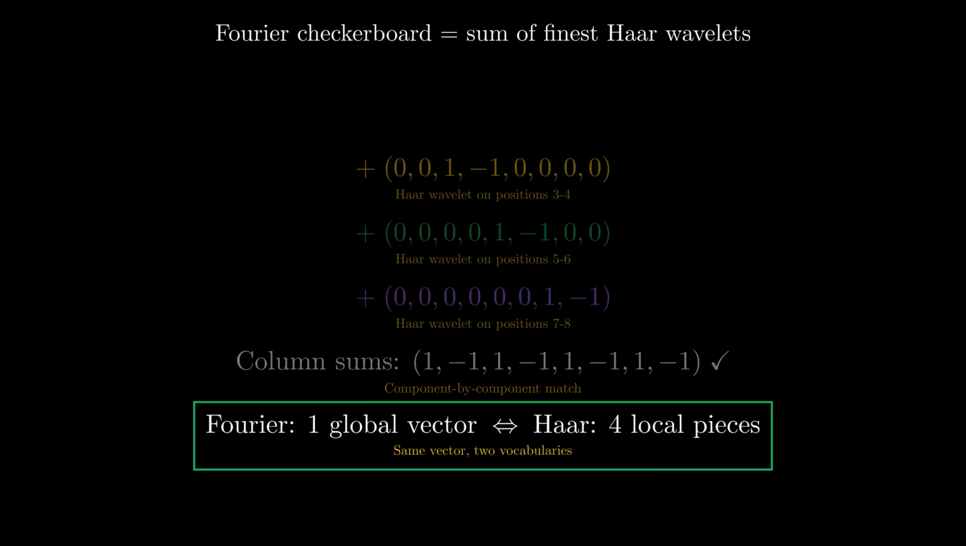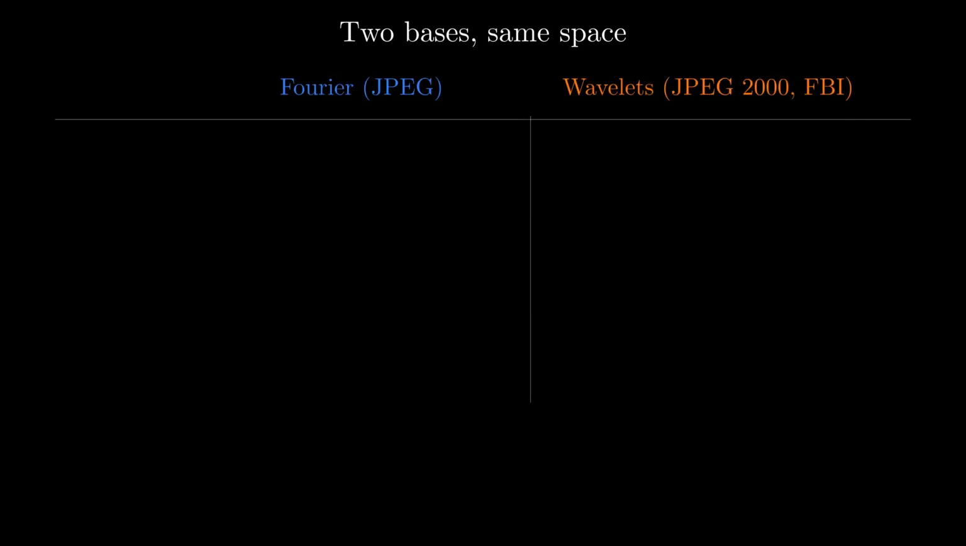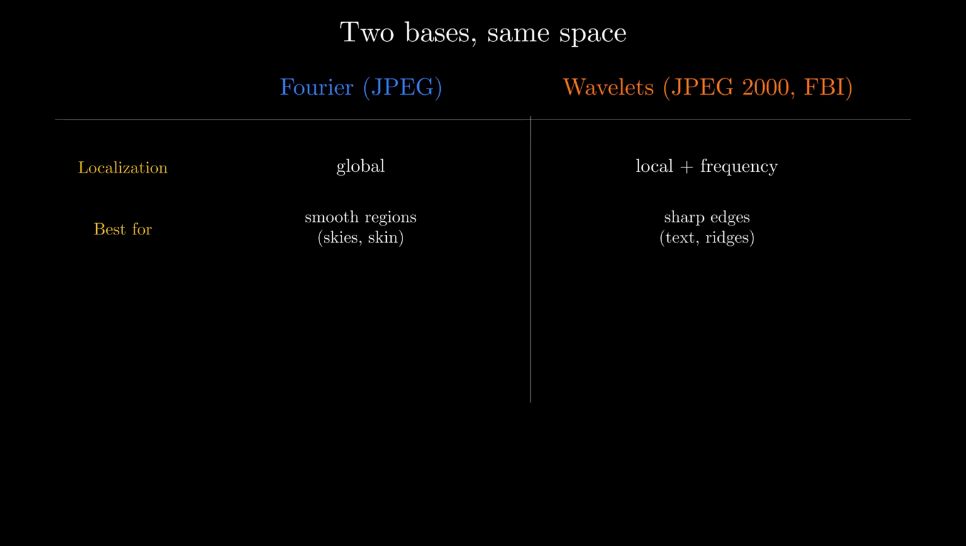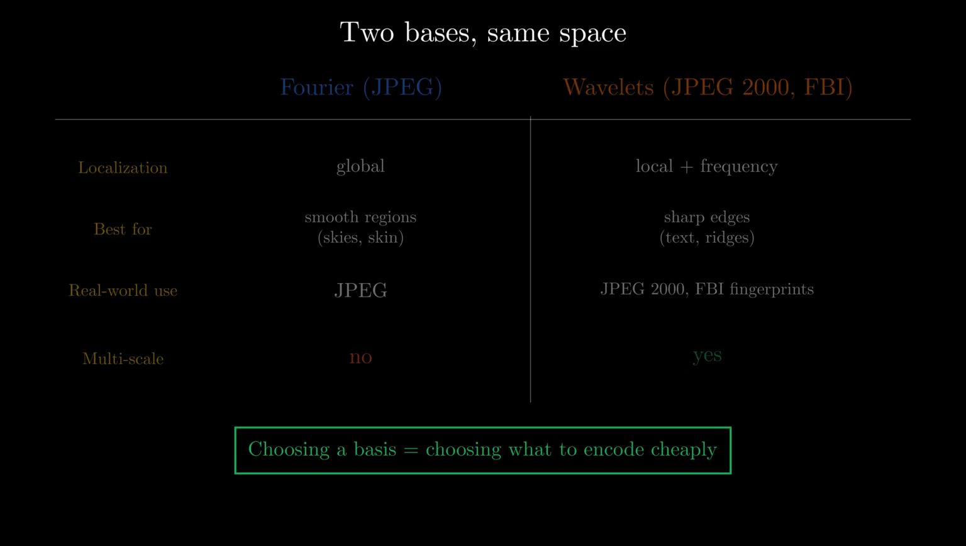One basis describes this signal with a single global vector. The other describes it with four local pieces. Same vector, two vocabularies. Same space, different strengths. Fourier coefficients are global, perfect for smooth regions like skies and skin. Wavelet coefficients are local and multi-scale, perfect for sharp features like edges, text, and ridges. JPEG uses Fourier-style cosines. JPEG 2000 uses smoother wavelets. Neither is universally better. Choosing a basis is choosing what kinds of structure you want to capture cheaply and what you're willing to spend more bits on.